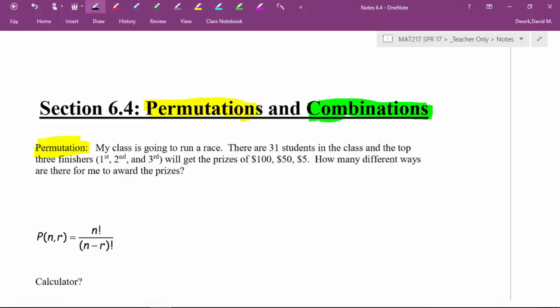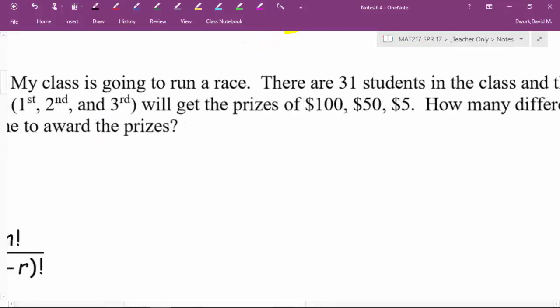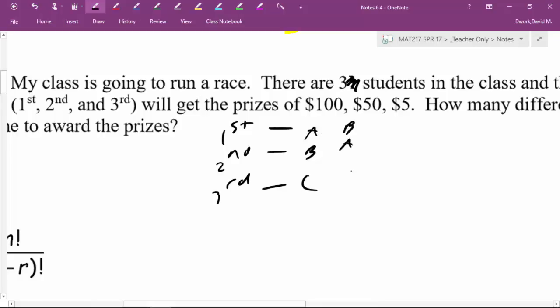What I'm saying here is, with all my different students running, I could get a first place, second place, and third place finisher. So if I was going to talk about my students, I could have student A, B, C. And let's just pretend for a minute I only have three students. Does the order matter in which you finish this race? If you come in first or if you come in second, are those different scenarios?